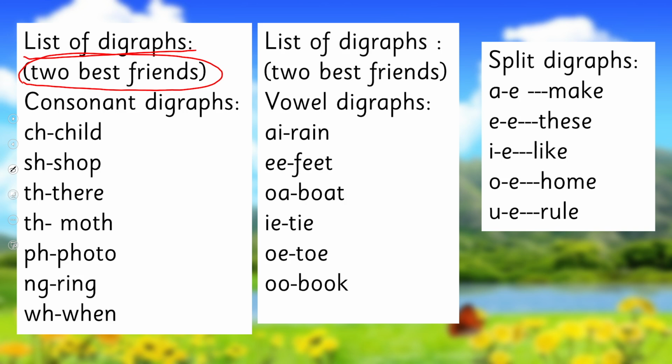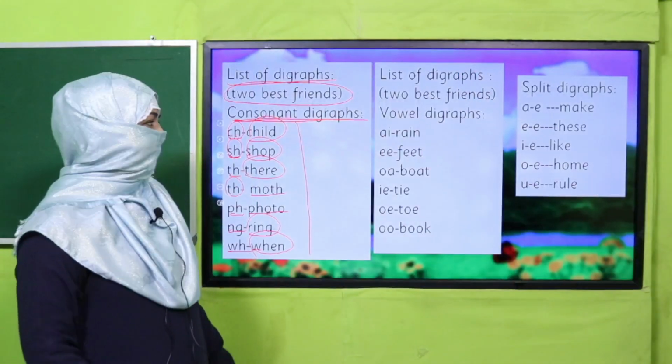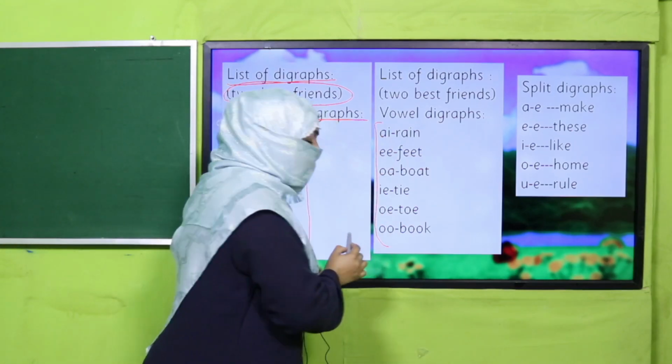And if both letters are consonants, then it's called a consonant digraph. Okay, like CH, both are consonants, so it's a consonant digraph. SH, it's a consonant. CH makes ch sound as in child, SH makes sh sound as in shop, TH makes the sound as in there, and TH makes th sound as in moth. Ng as in ring, and wh as in when. These are the examples of consonant digraphs, and these are the examples of vowel digraphs.